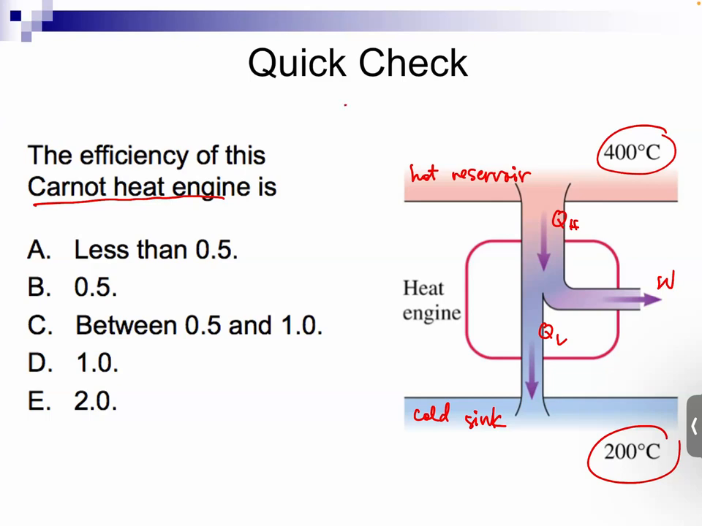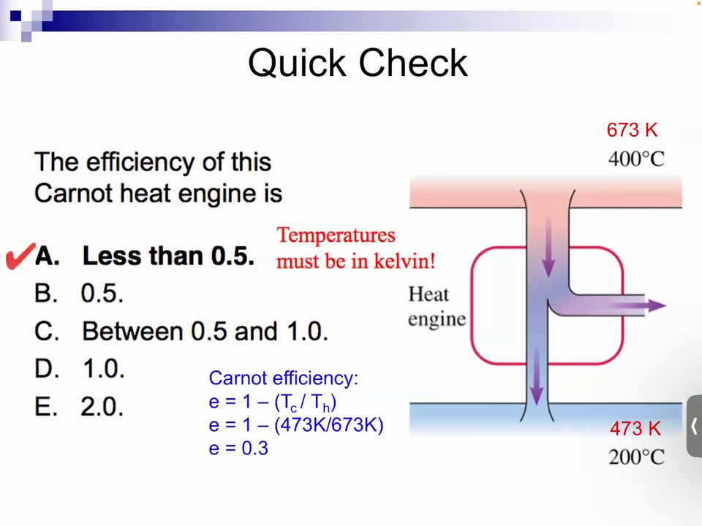So Carnot's efficiency uses temperatures, and hence you don't need QH, QL, or W. You're given the temperatures. It's easy to be fooled by the Celsius temperatures, and you can probably think that the efficiency is 0.5, because 200 divided by 400 is 1/2, and 1 minus 1/2 is 0.5. But the really important thing to remember is that temperatures are absolute temperatures. They must be in kelvins.